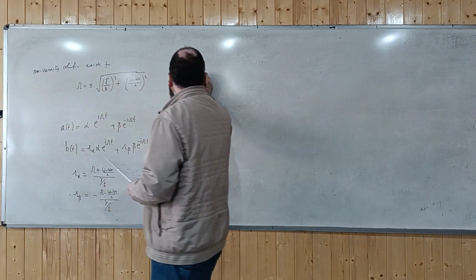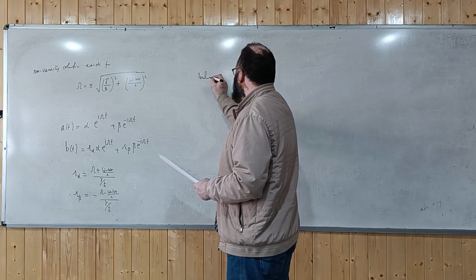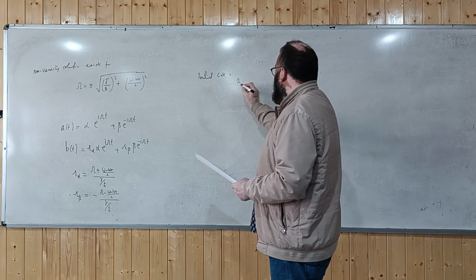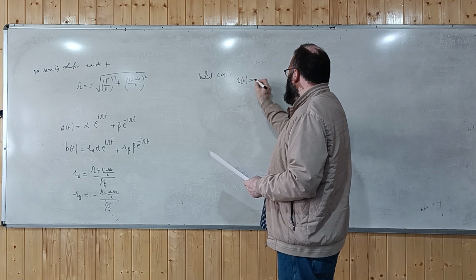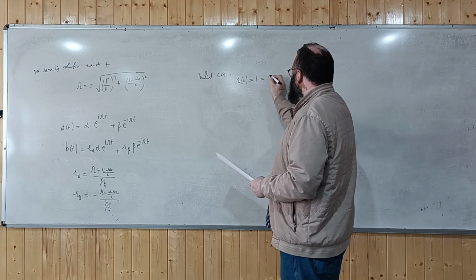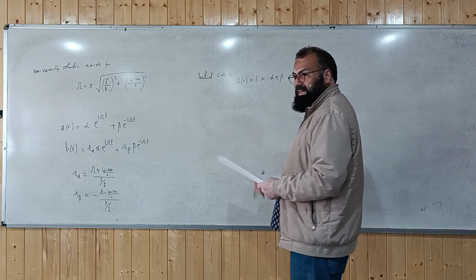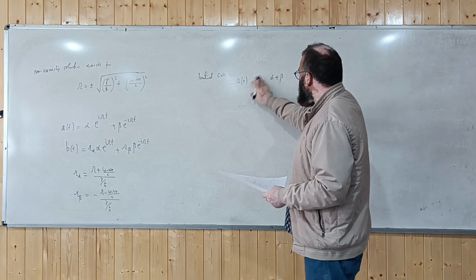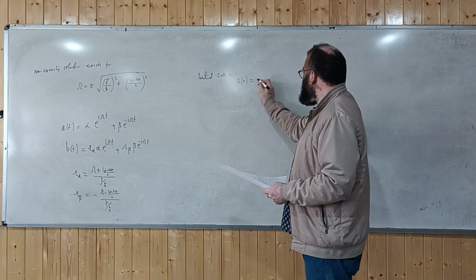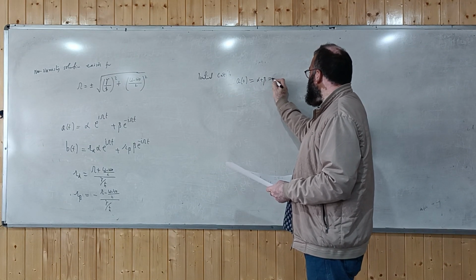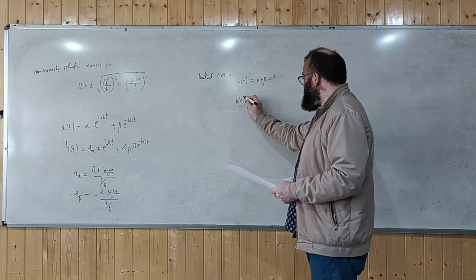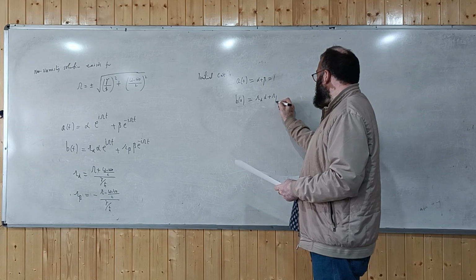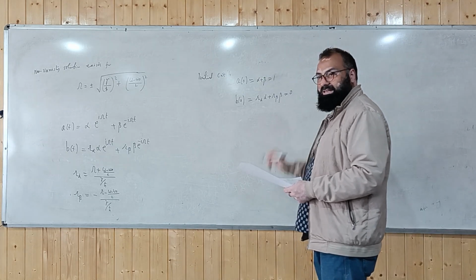So let's apply the initial conditions. What is the initial condition? A of 0 is equal to 1. That means alpha plus beta equals 1. A of 0 is simply alpha plus beta, that's equal to 1. And B of 0 is actually 0. That means R alpha alpha plus R beta beta is equal to 0.